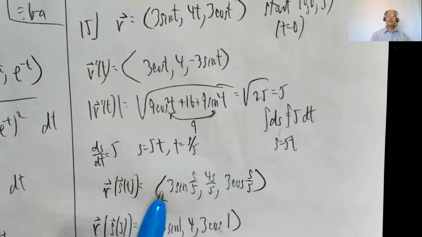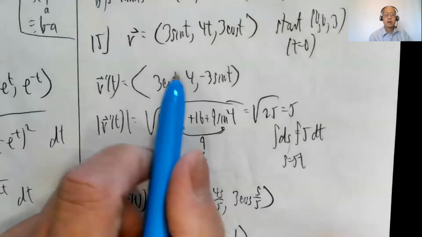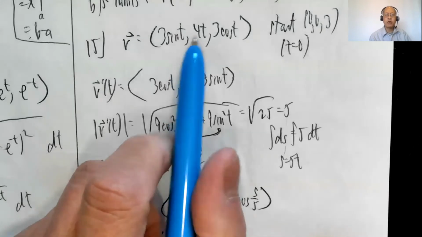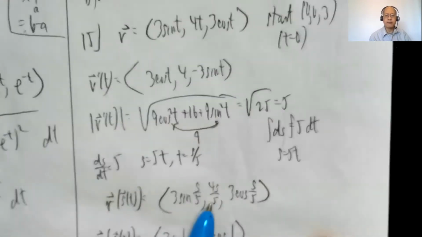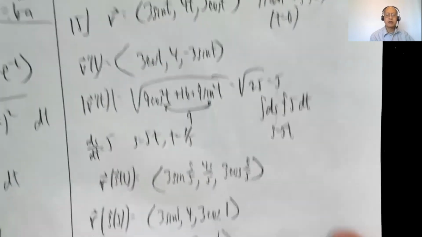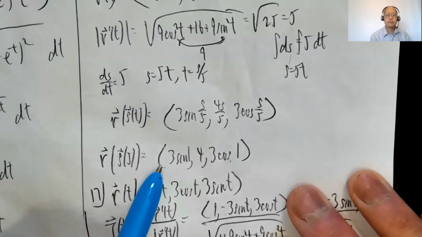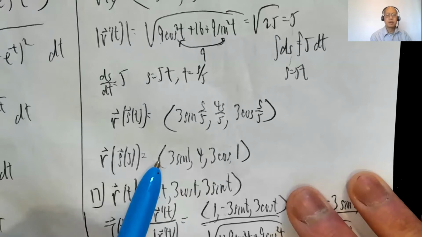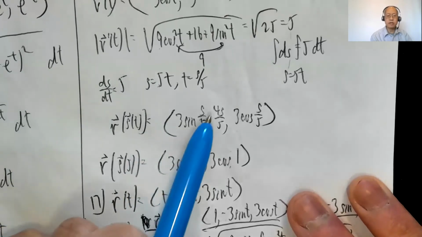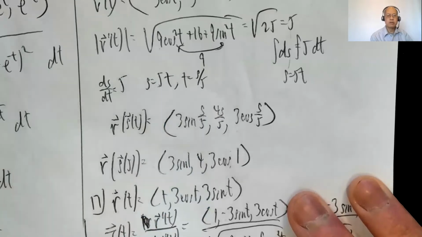All right, so 3 sine of t, which is now s over 5, 4t over 5 is 4s over 5, and 3 cosine t over 5 is 3 cosine s over 5. Okay. Now they just tell me to plug in 5. So I plug in 5: 3 sine of 1, 4, 3 cosine of 1.